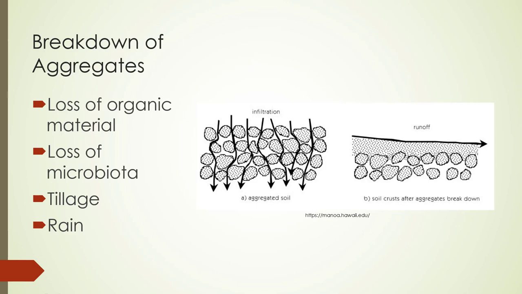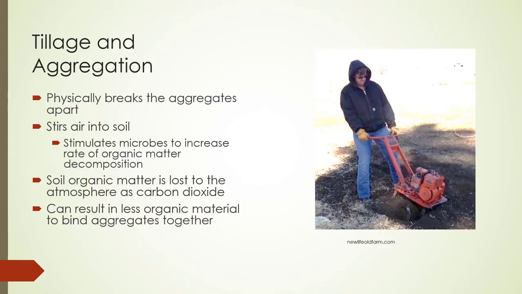You can break down aggregates by tillage and rain, and the loss of organic material leads to the loss of microbiota. Basically, what tillage is doing is stirring air into the soil, and it stimulates the microbes to increase the rate of organic matter decomposition. And then if you don't have organic matter, you don't have aggregates binding together, and that soil organic matter is lost to the atmosphere as carbon dioxide.